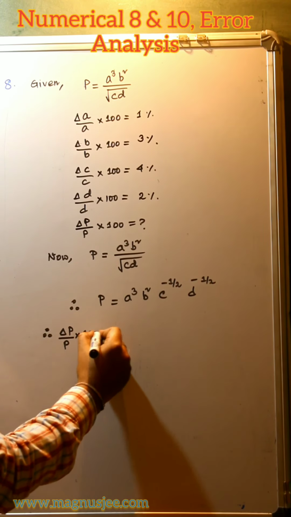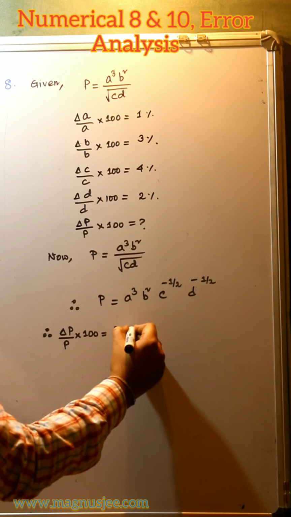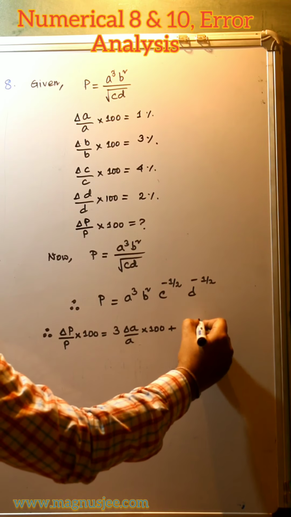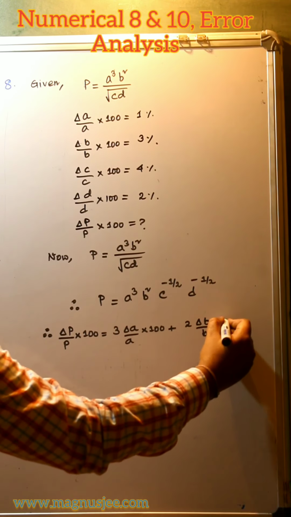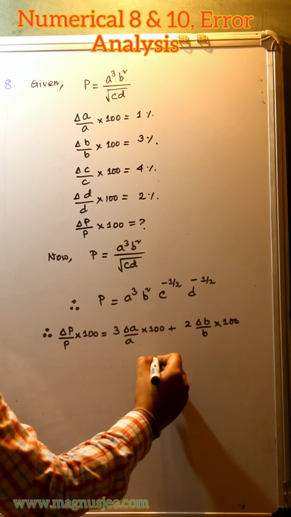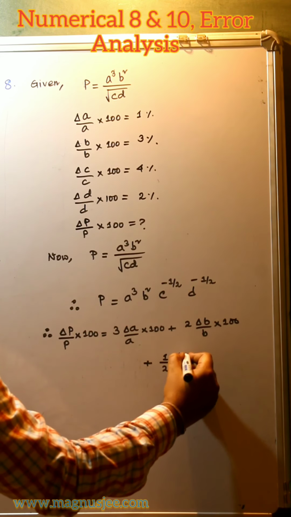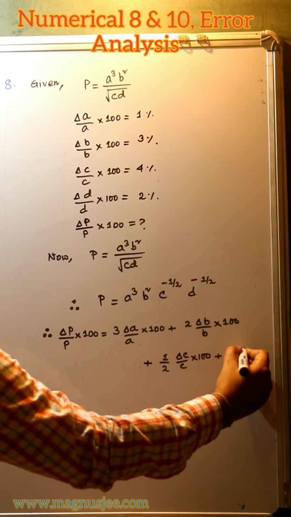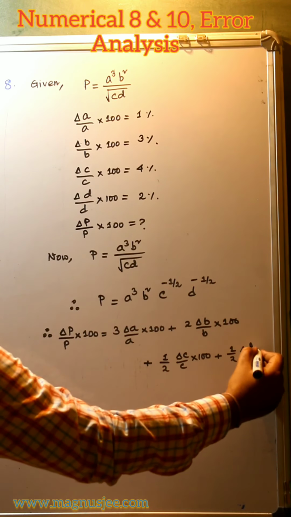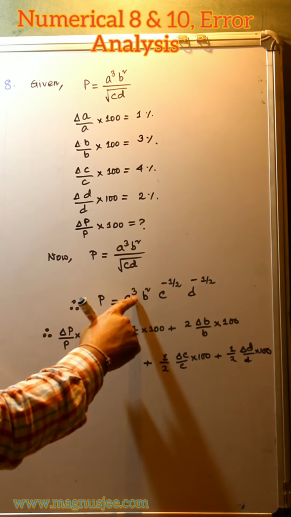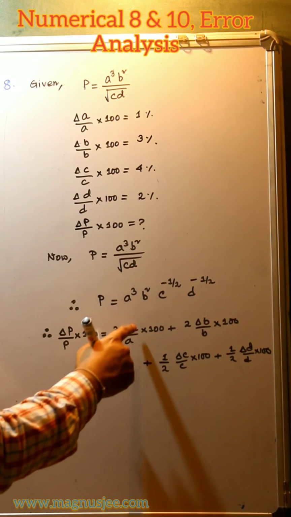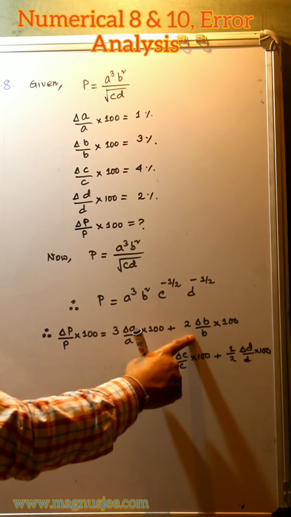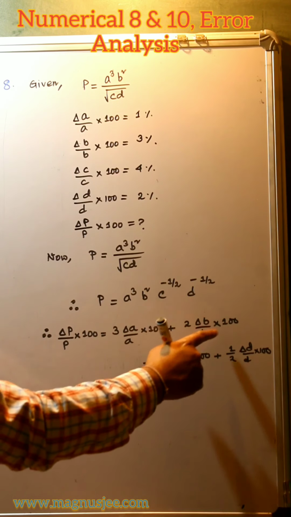Delta P by P into 100 is equal to 3 delta A by A into 100 plus 2 delta B by B into 100 plus half delta C by C into 100 plus half delta D by D into 100. That means the power of A is 3. That's why 3 comes in front of the percentage error in the measurement of A. The power of B is 2, that's why we write 2 delta B by B into 100.